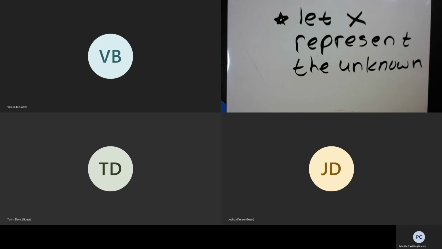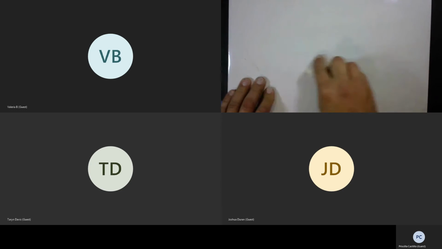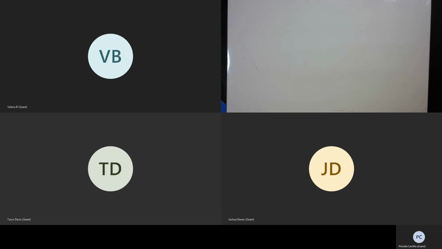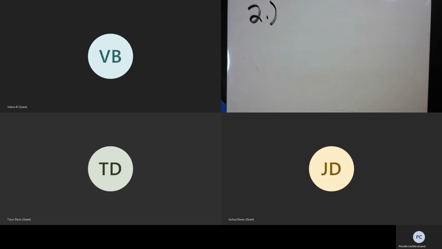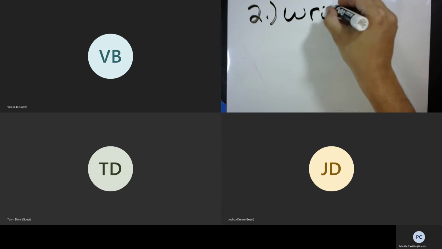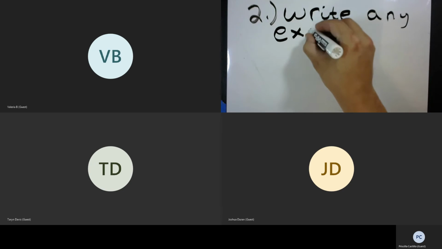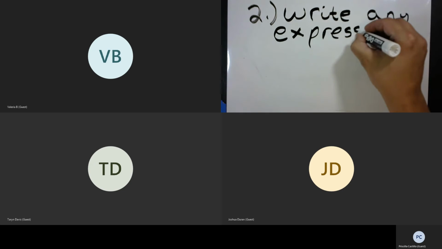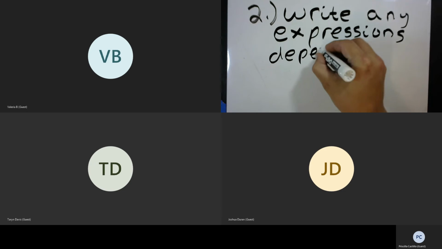Now, there are some things that are dependent on the unknown, and we usually get them in the form of expressions. I'll give you an example to go with this. But we want to write any expressions depending on the unknown.